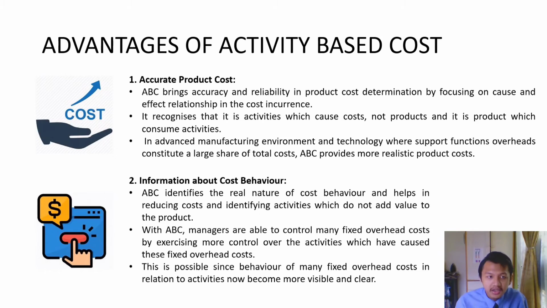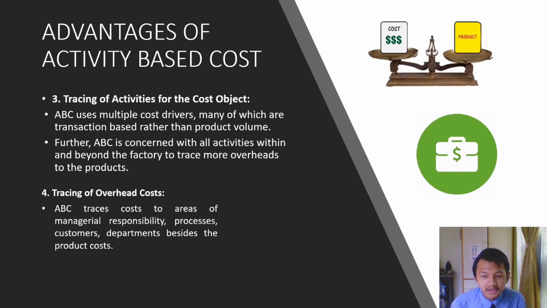Okay, so the second advantage of using activity-based costing is that we get information about cost behavior. Activity-based costing identifies the real nature of cost behavior and helps in reducing cost and identifying activities which do not add value to your product. With activity-based costing, managers are able to control many fixed overhead costs by exercising more control over the activities which have caused these fixed overhead costs. This is possible since the behavior of many fixed overhead costs in relation to activities now becomes more visible and more clear.